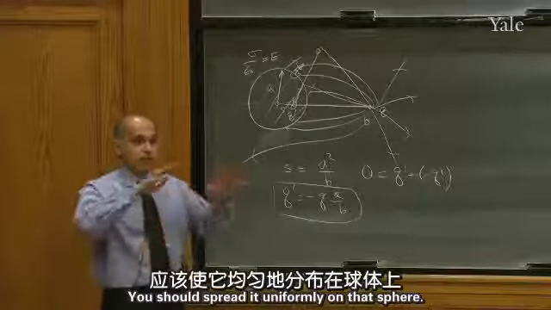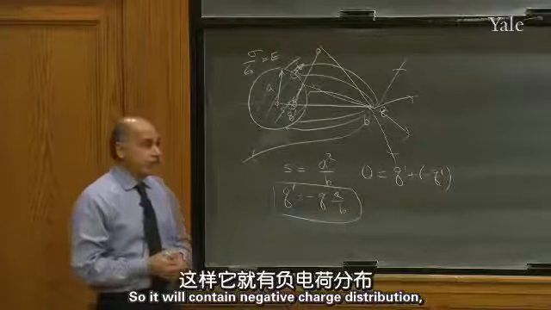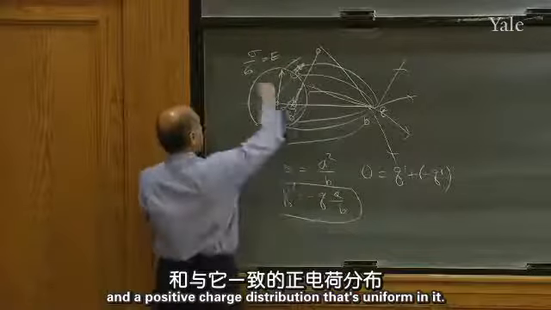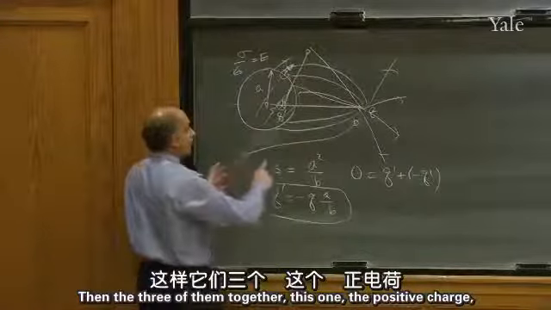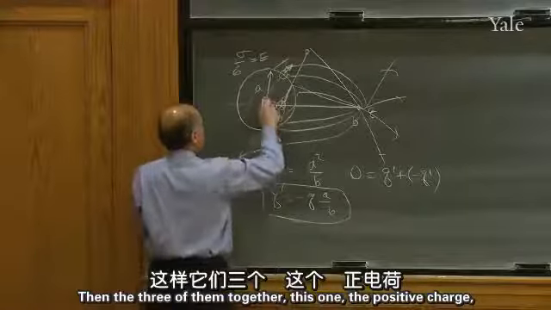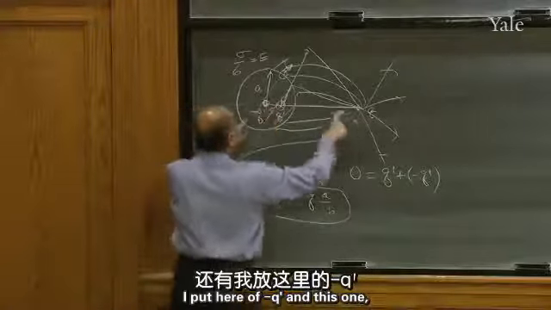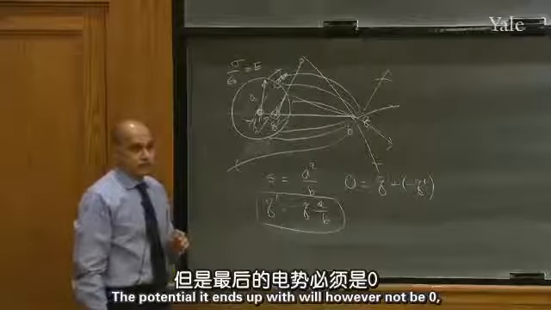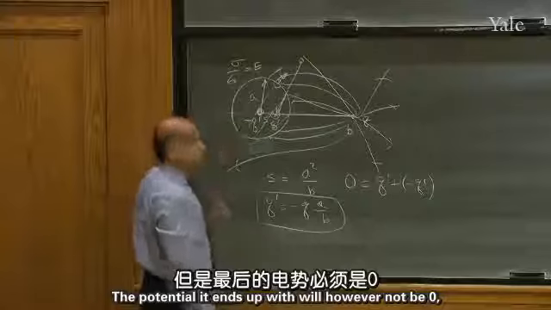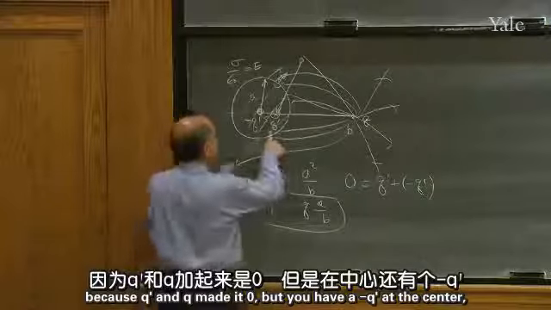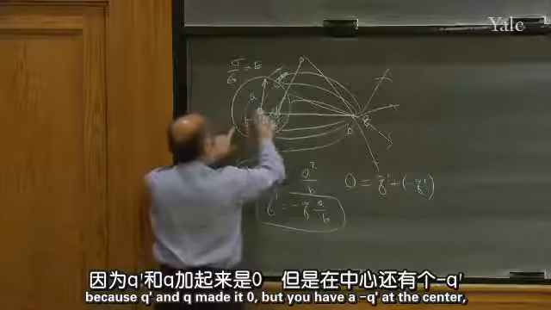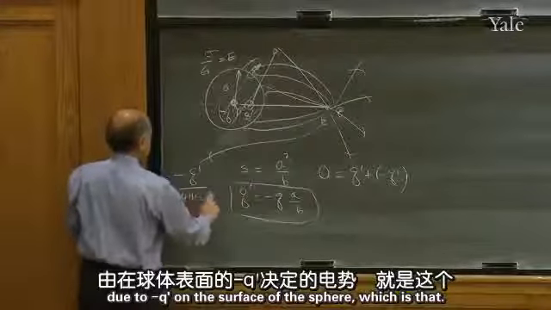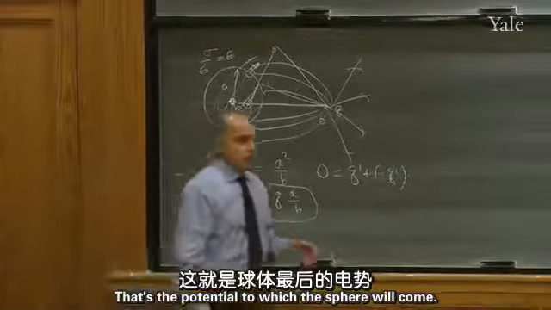You should spread it uniformly on that sphere. So it will contain a negative charge distribution which is biased in this direction and a positive charge distribution that's uniform in it. Then the three of them together, this one, the positive charge I put here of minus q prime, and this one, three of them together will keep the sphere at a constant potential. The potential it ends up with will, however, not be zero, because q prime and q made it zero, but you have a minus q prime at the center. Therefore, you must find the potential due to minus q prime on the surface of the sphere, which is that. That's the potential to which the sphere will come.